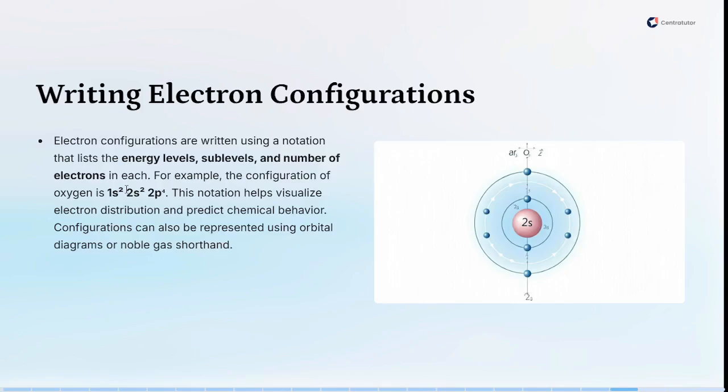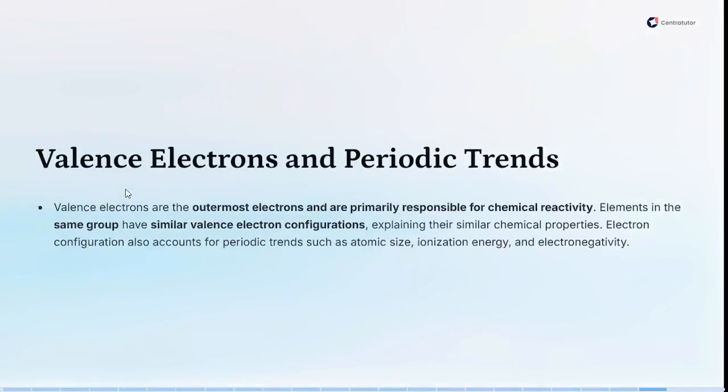It can also be represented using orbital diagrams. So let's move on to what we have next in this lesson. We have to talk about the valence electrons and also the periodic trends. So what are valence electrons?